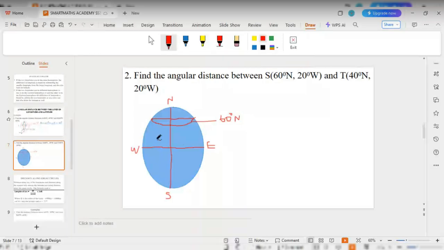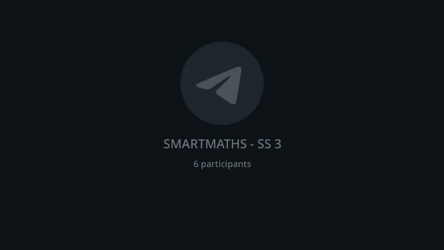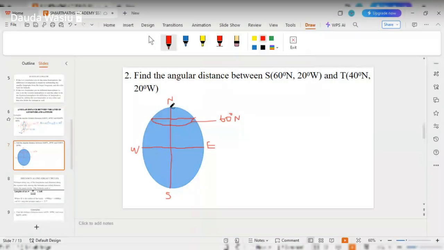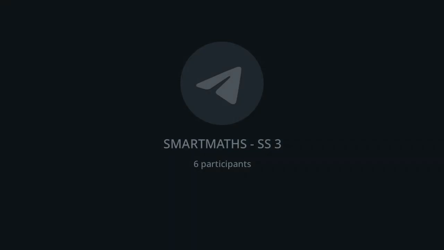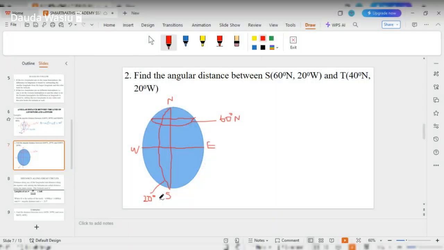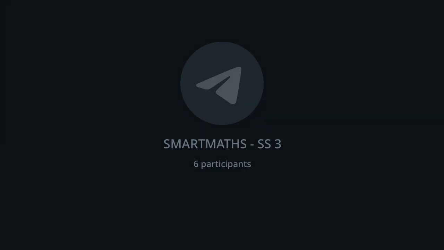So now this is 60 degrees north for point S, then longitude 20 degrees west. So you come to the west side of the meridian and locate your 20 degrees. So this is 20 degrees west. So we have this. Then you now label it as 20 degrees west. Then the point of intersection of latitude and longitude is point S.